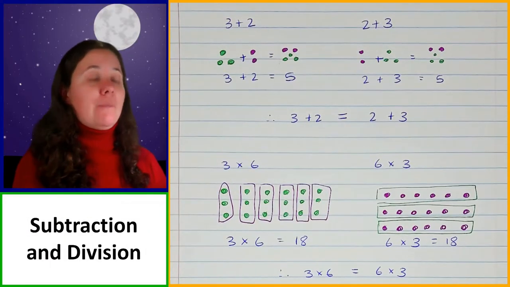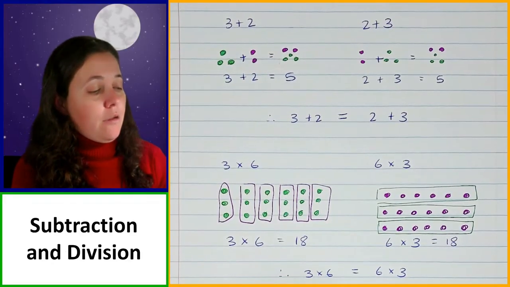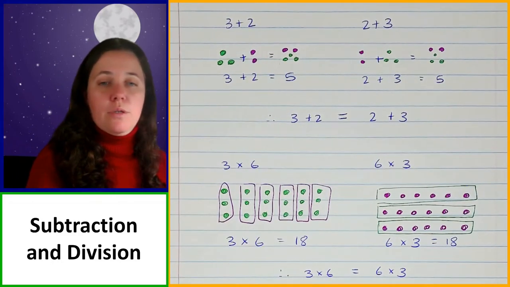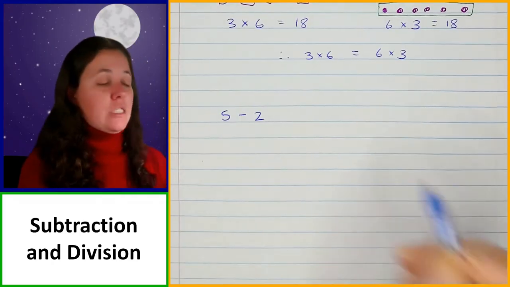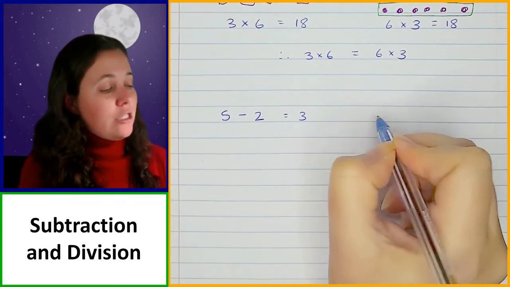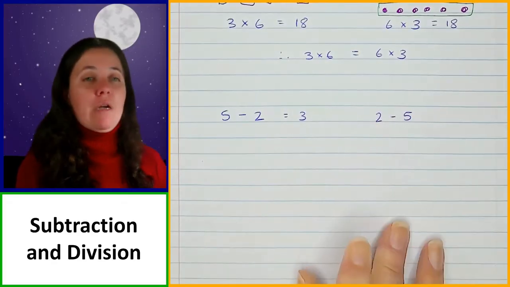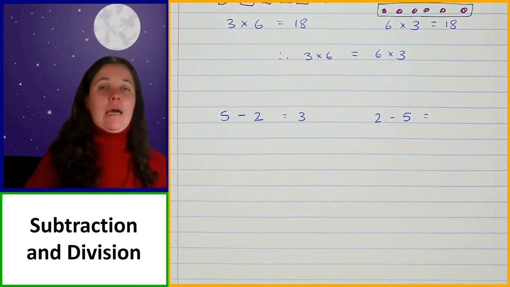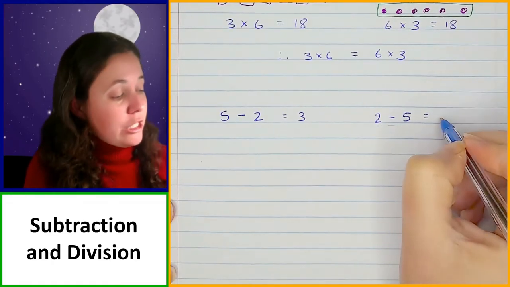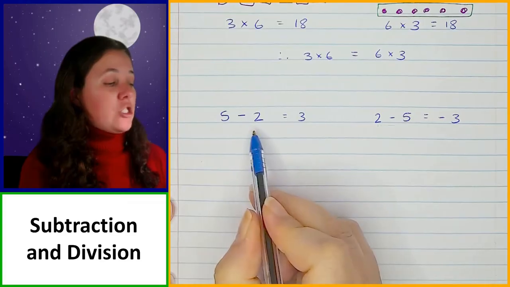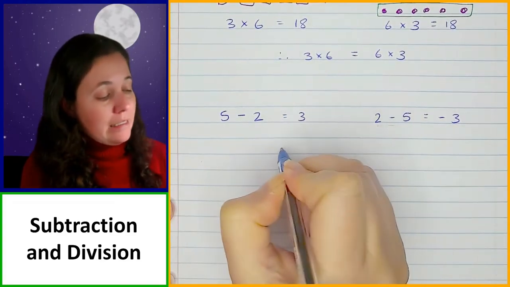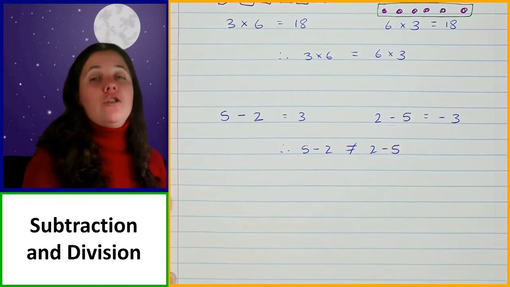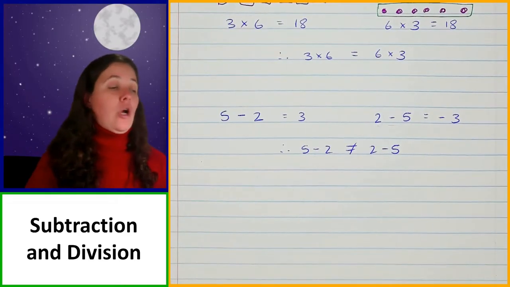Okay, for subtraction and division, if you think about it, if I have 5 minus 2, that gives me 3. But if I try and say 2 minus 5, so if I try and switch those around, then I have a problem because 5 is bigger than 2 and I'm now going to start going into negative numbers. So that will actually give me negative 3. So 5 minus 2 is not the same as 2 minus 5. So I can say, therefore, 5 minus 2 is not equal to 2 minus 5. We can't use the commutative law or the commutative property when we are working with subtraction.